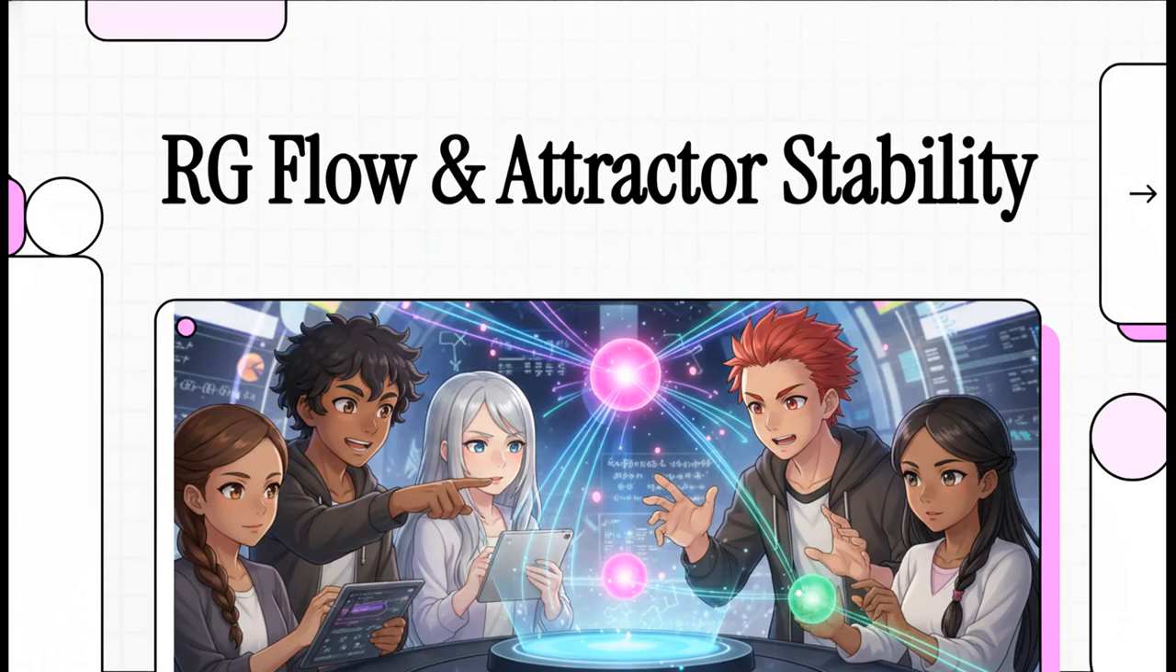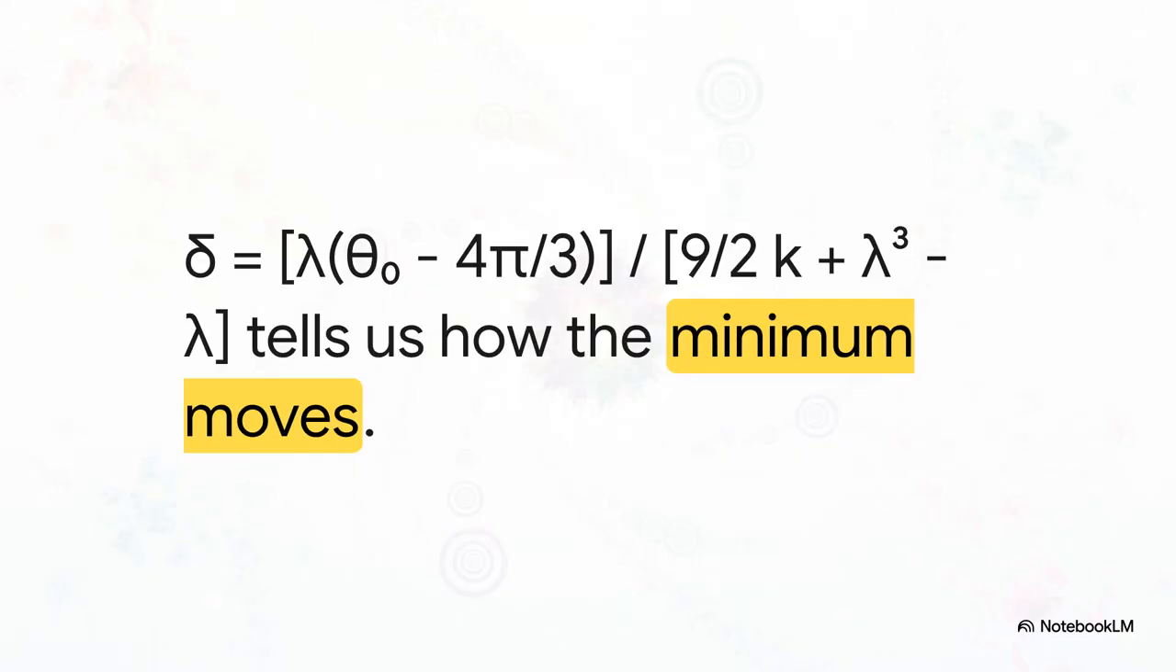To answer that, we're going to focus our attention entirely on renormalisation-group flow, RG flow, and what it means to be a stable attractor. You'll recall our perturbative shift formula. Mathematically, this showed us exactly how stiffness and a displaced coherent center work together to move the baseline minimum away from 240 degrees. We've seen the mechanics of that local shift.